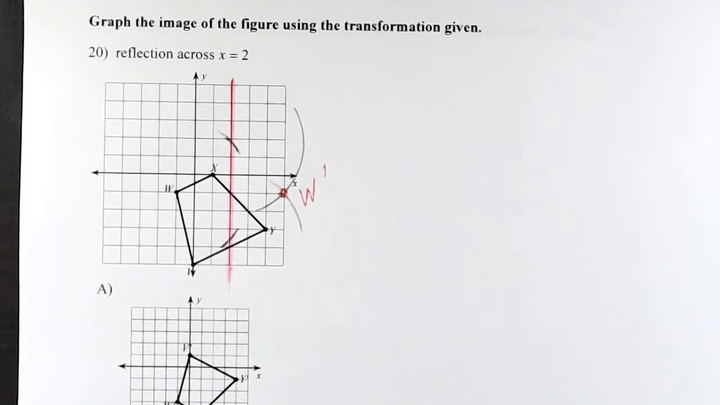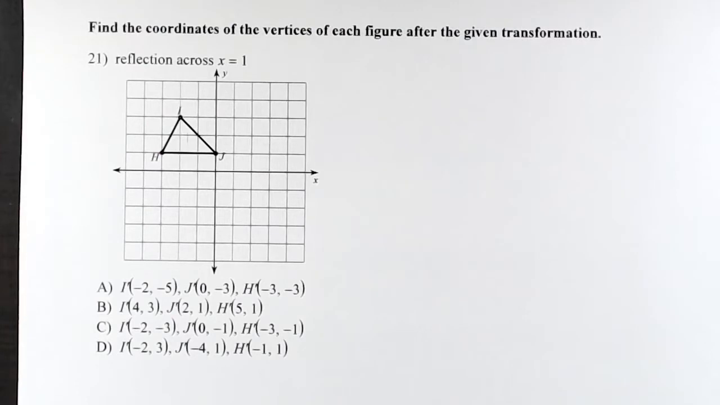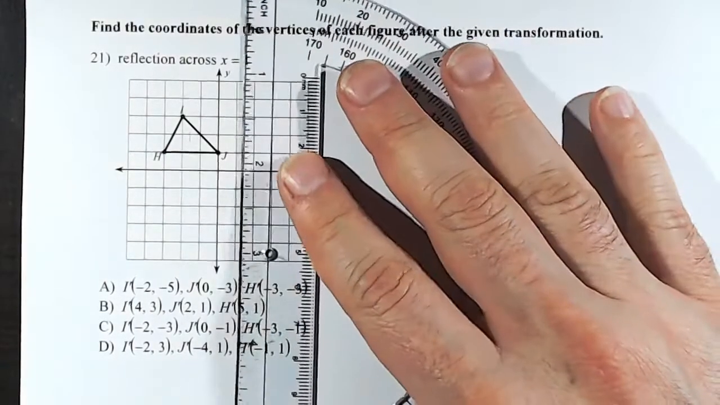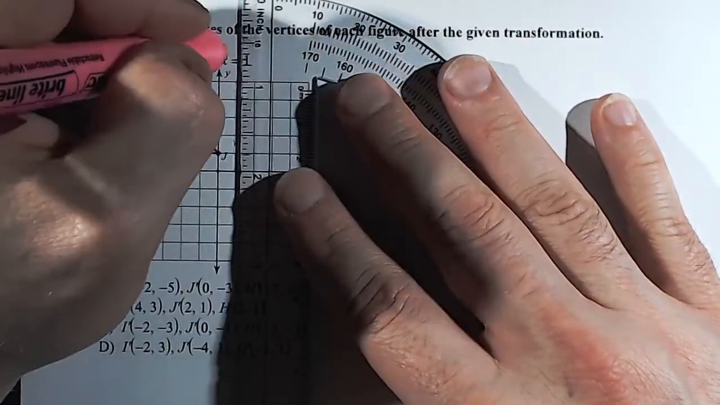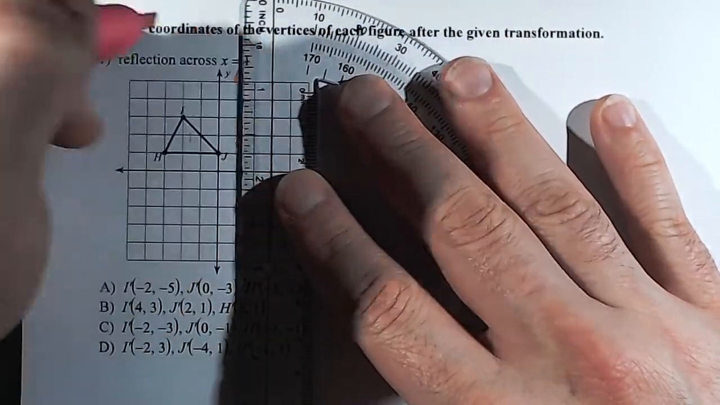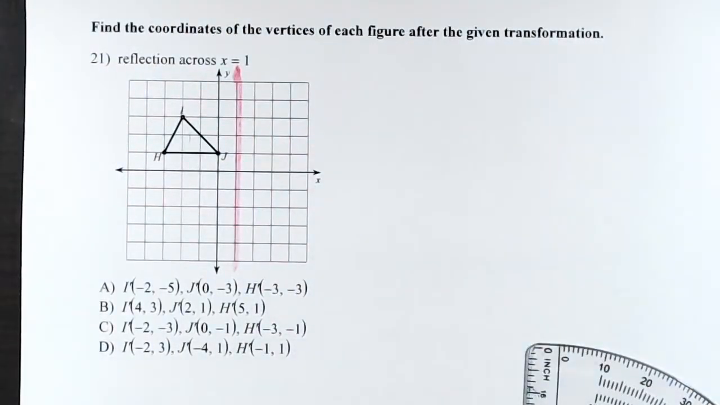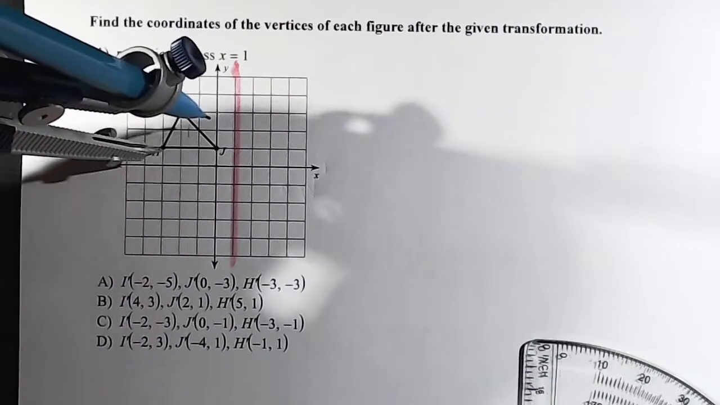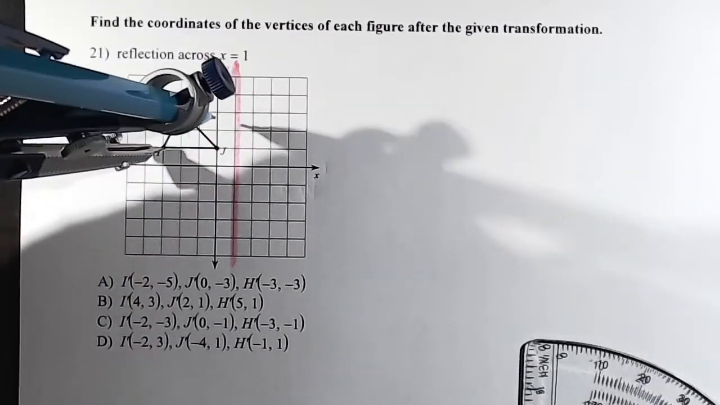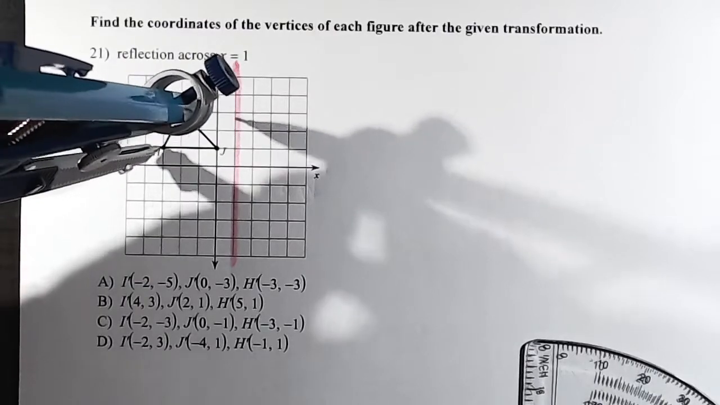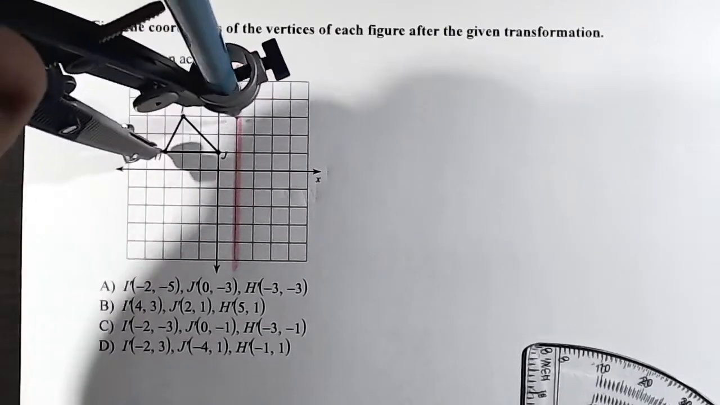20 is B. Okay. 21, reflect across x equals 1. So again, x equals 1 is a vertical line like this. And you just want to do a practice point. So I'll just reflect H. And again, it should work within some reasonable degree of precision.